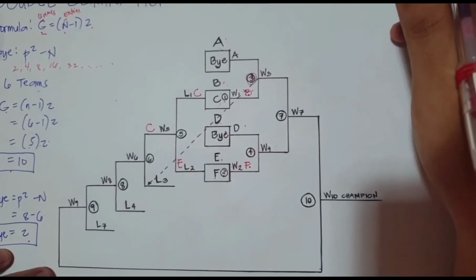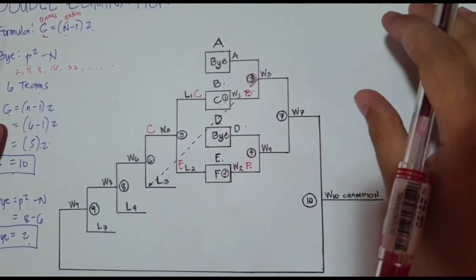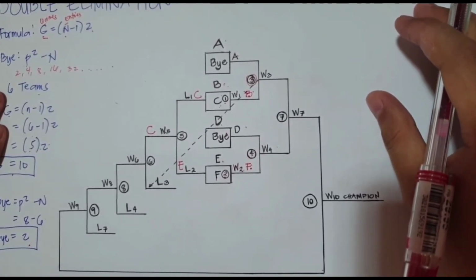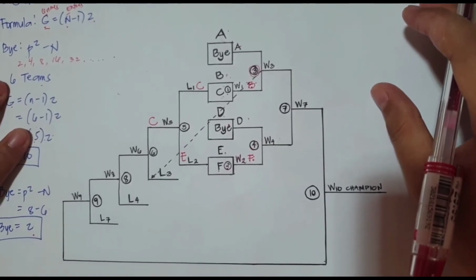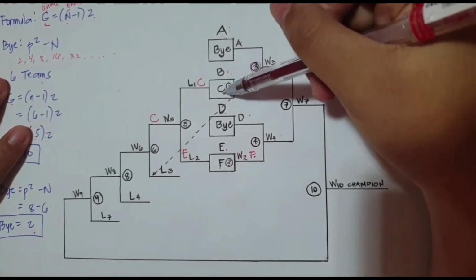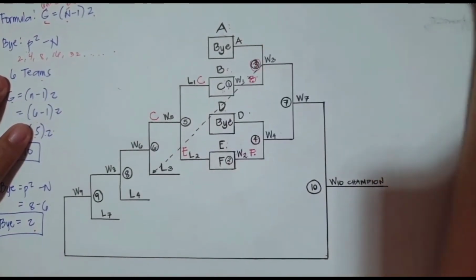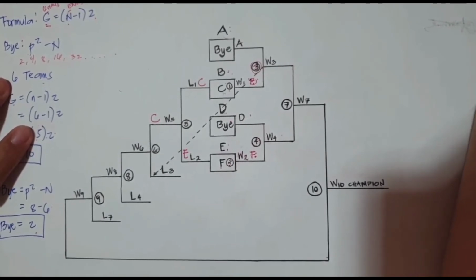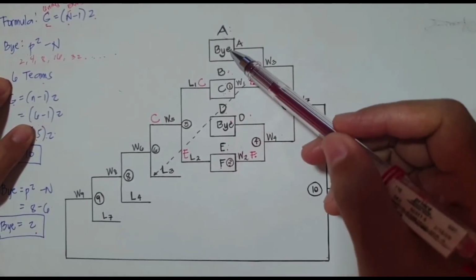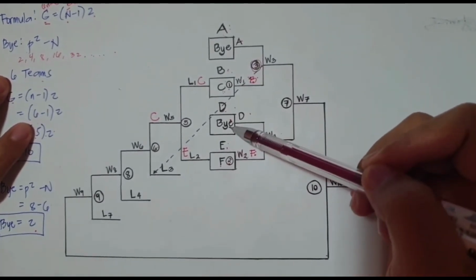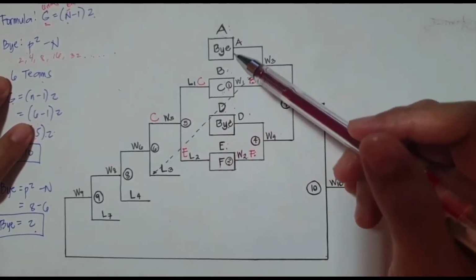Now, let's move on to the bracketing system in double elimination. So the first step is we're going to assign letters or numbers to the participating teams. Let's say for example, I'm going to use letters. So the teams are A, B, C, D, E, and F. The second step, I'm going to assign byes and then pair the remaining teams. Here, I'm going to choose Team A and Team D for the byes. Next, I'm going to pair the remaining teams.